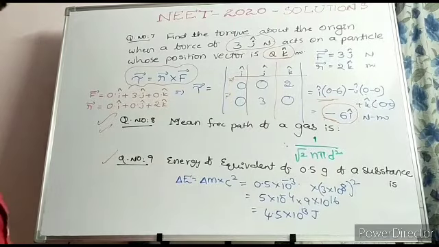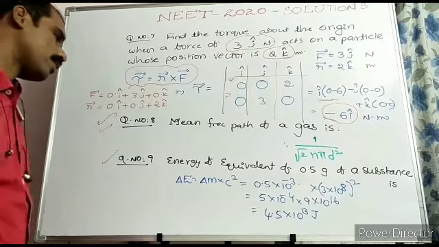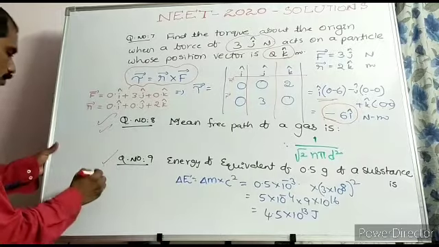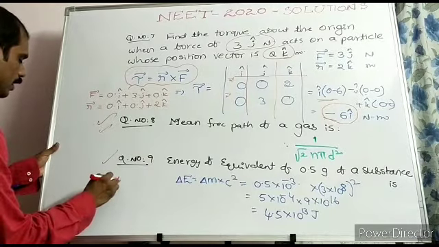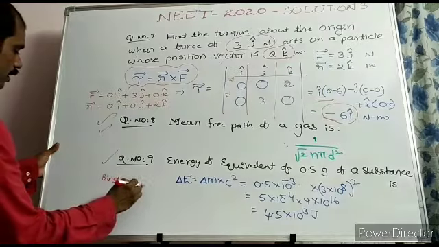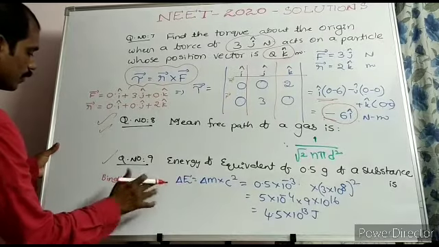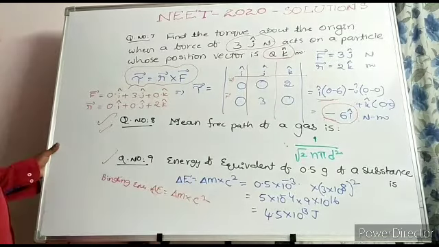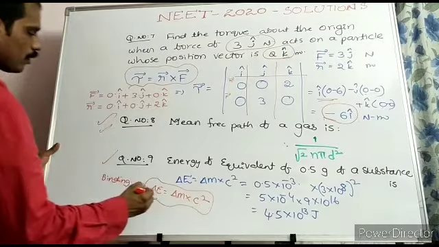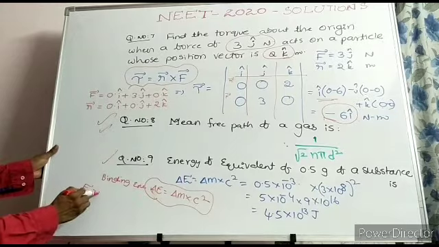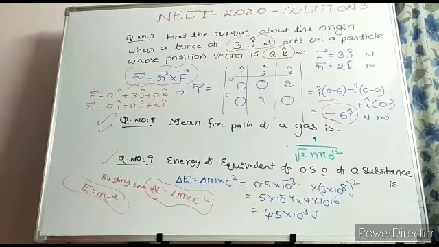The energy equivalent of 0.5 grams of a substance is asked. So what is the expression for binding energy? Binding energy according to Einstein's mass-energy relation: binding energy delta E is equal to mass defect delta M into C square. This originates from Einstein's mass-energy equivalence relation, E equal to mc square.